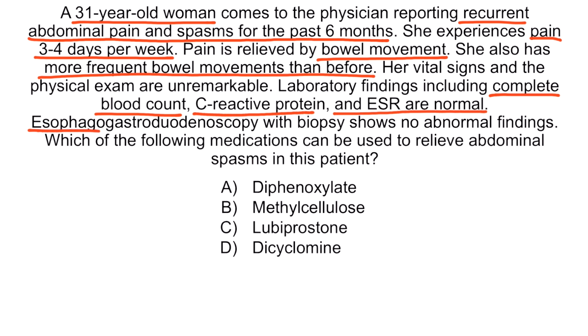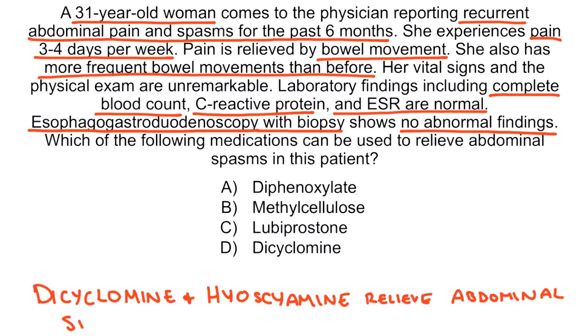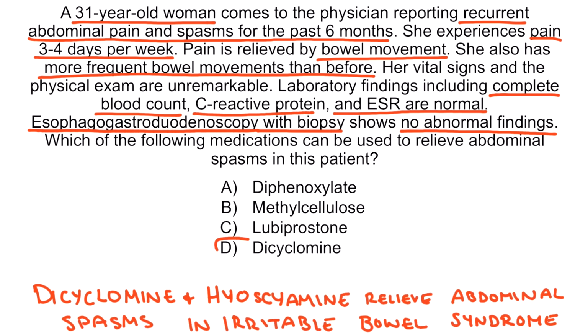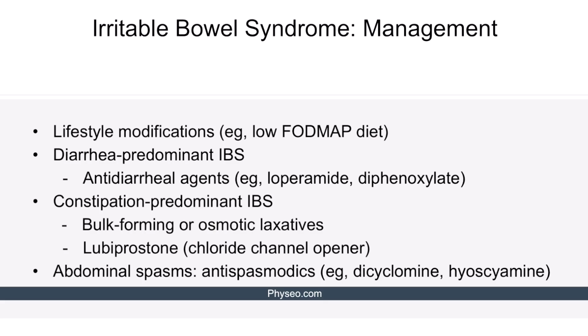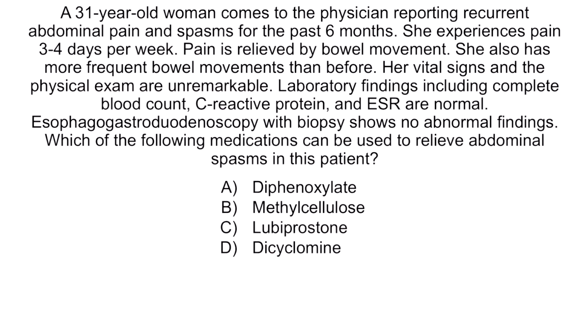Additionally, esophagogastroduodenoscopy with biopsy shows no abnormal findings. 2 medications that can be used to relieve abdominal spasms in irritable bowel syndrome are dicyclamine and hyoscyamine. Therefore, the correct answer is option D. Here is a slide reminding us of the management of irritable bowel syndrome. Let's discuss why other options are incorrect.